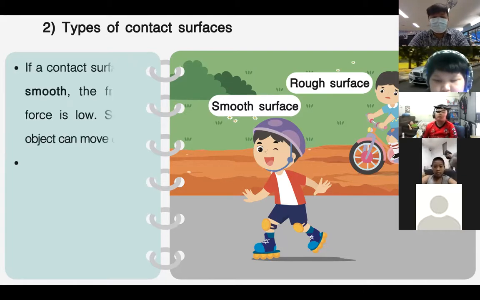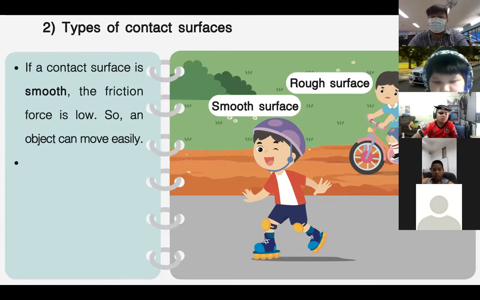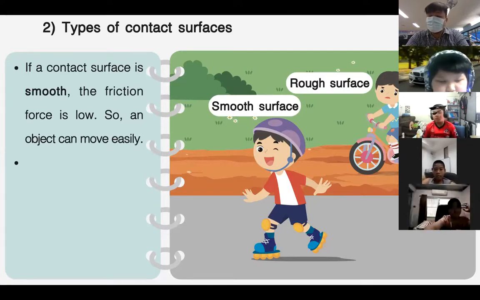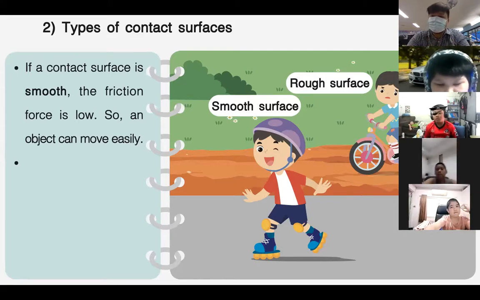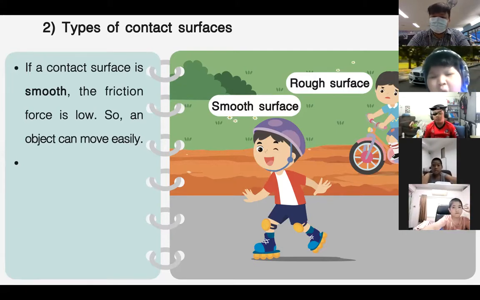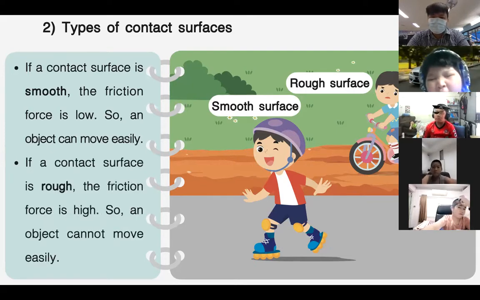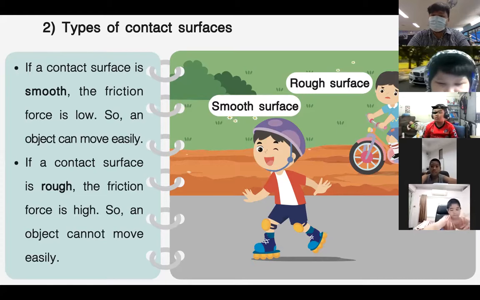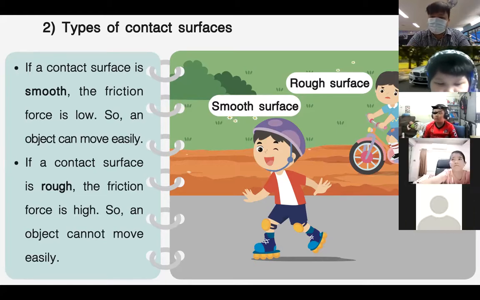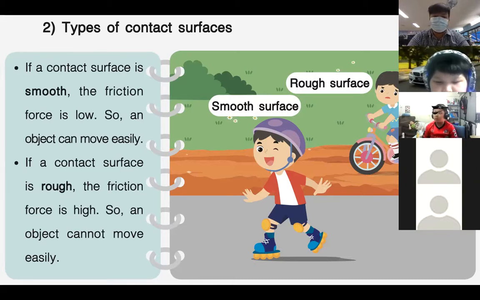Now, for smooth surface, if a contact surface is smooth, the friction force is low, so an object can move easily in the smooth surface. Okay, the next one, if a contact surface is rough, the friction force is high, so an object cannot move easily. It will be having a hard time in moving the object.